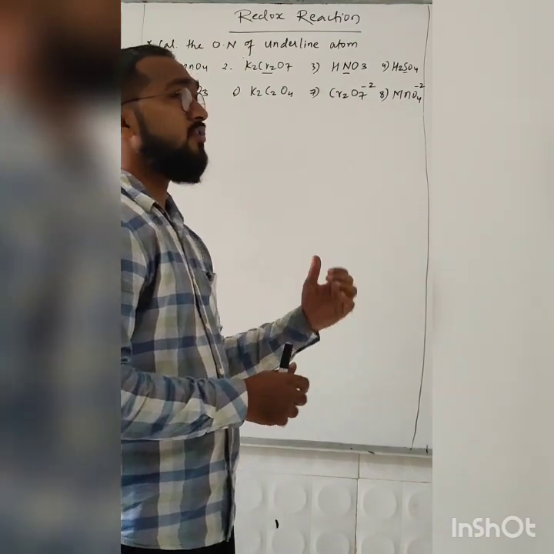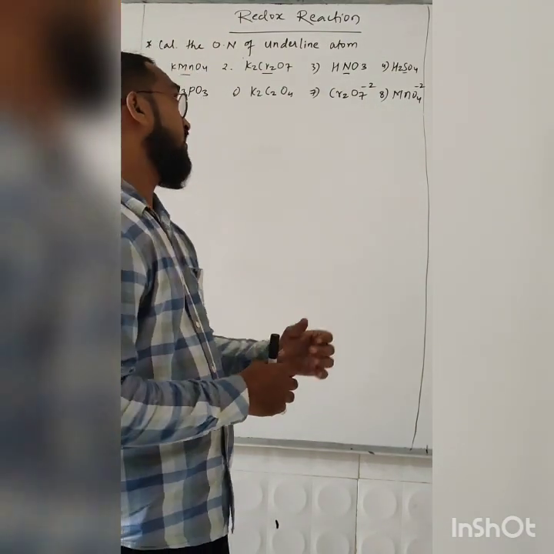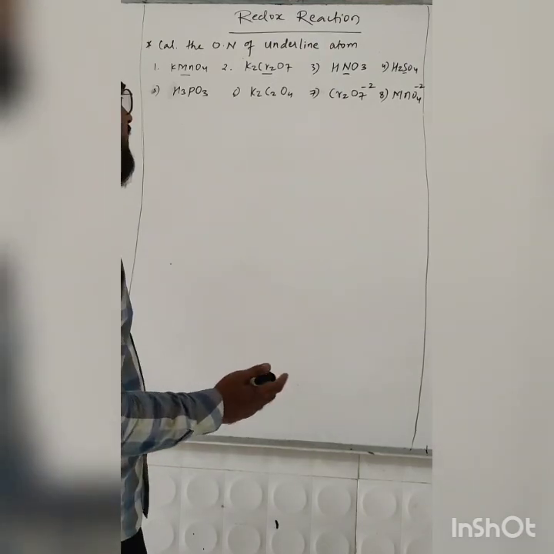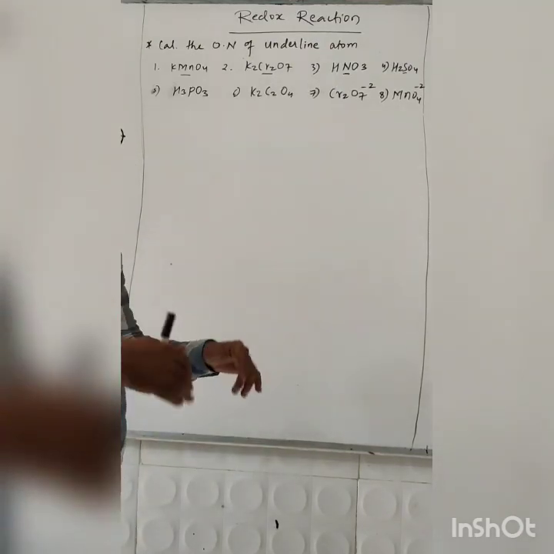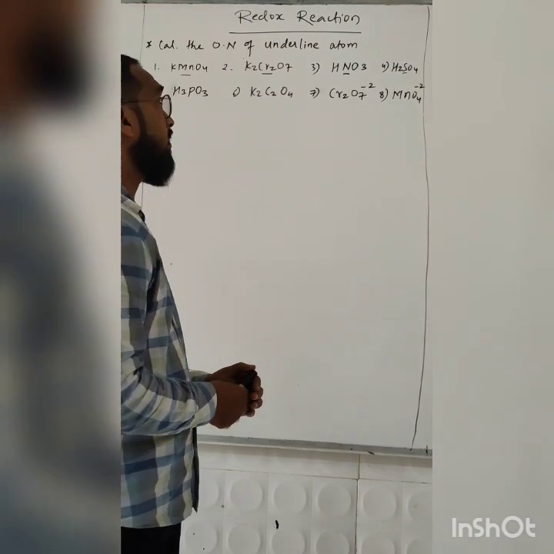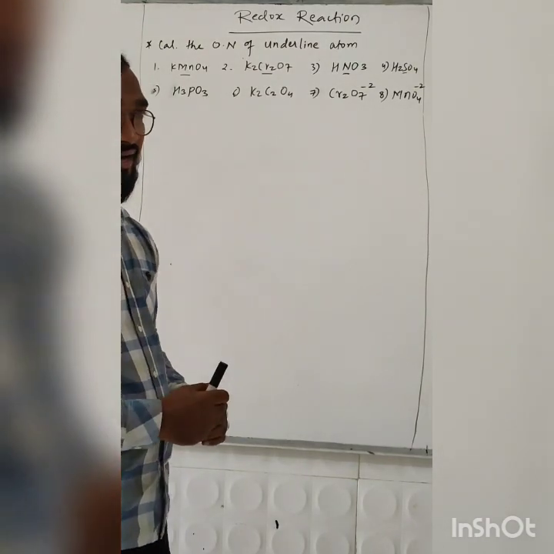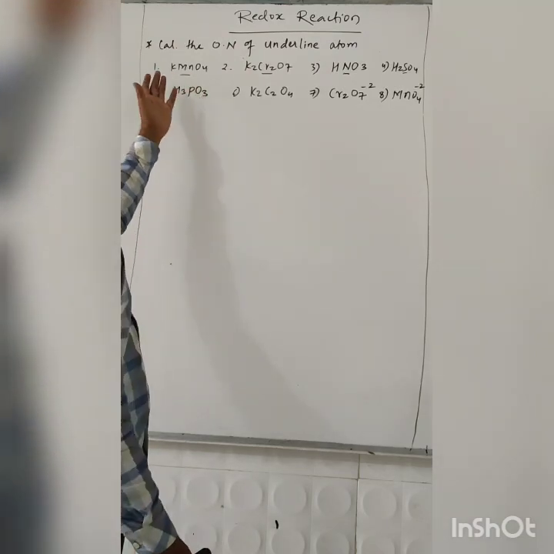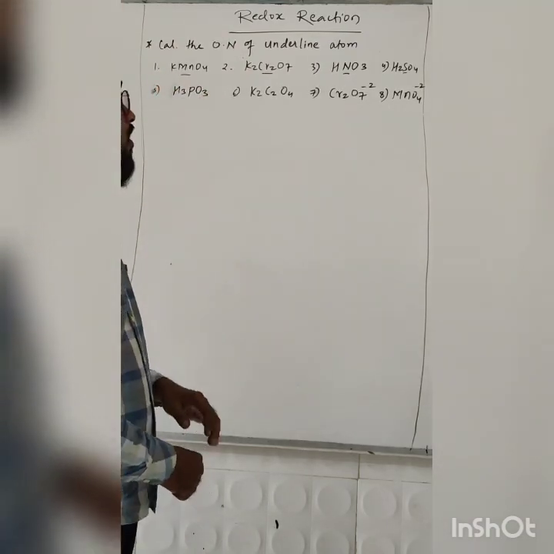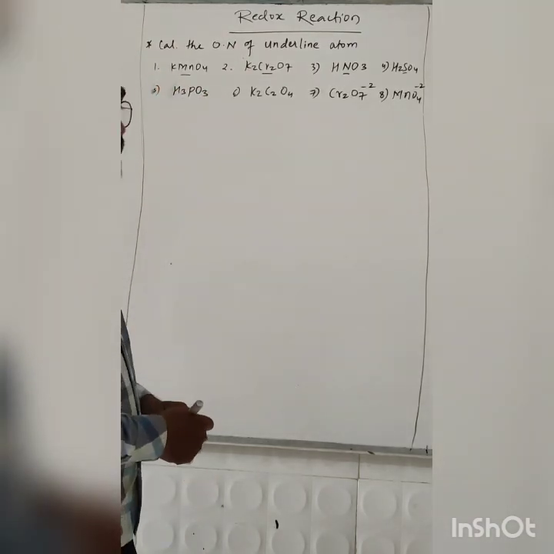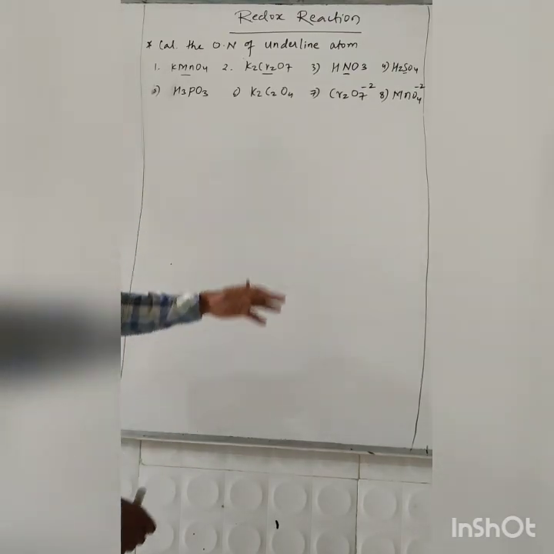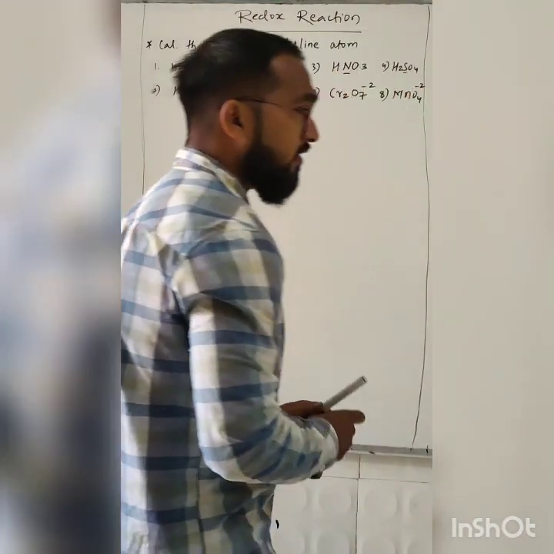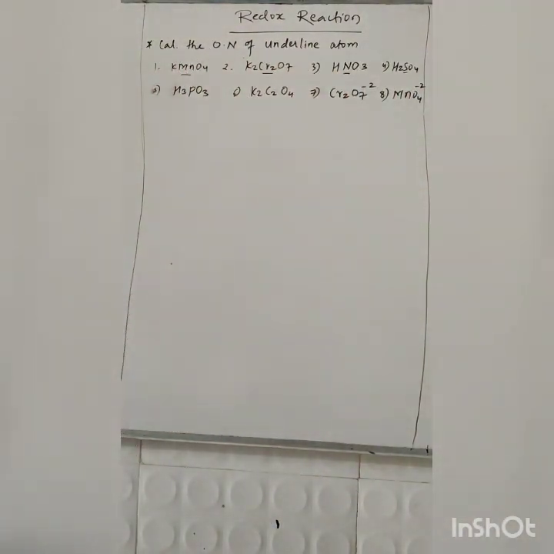So in today's lecture, we will discuss some numerical part, how to find out the oxidation number of a particular atom or element. The question may ask in this way: calculate the oxidation number of the underlined atom. So I have taken a number of examples here. We will solve them one by one, using some of the 7 rules.